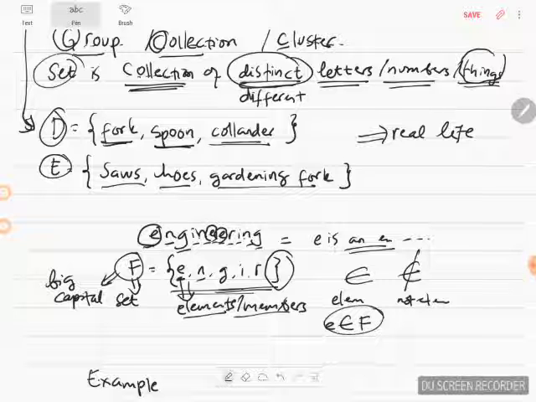So we'll write it as that. B is not an element of F, or B is not a member of F, or B doesn't belong to F. How about, let's say, S? Does S belong to set F? Of course not. So it means the same thing. We just write it as that.